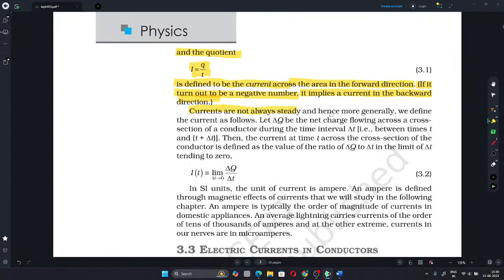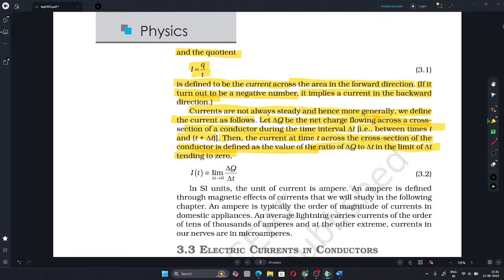Currents are not always steady, and hence more generally we define the current as follows. Let delta q be the net charge flowing across a cross section of a conductor during the time interval delta t, that is between times t and t plus delta t. Then the current at time t across the cross section of the conductor is defined as the value of the ratio of delta q to delta t in the limit of delta t tending to 0.